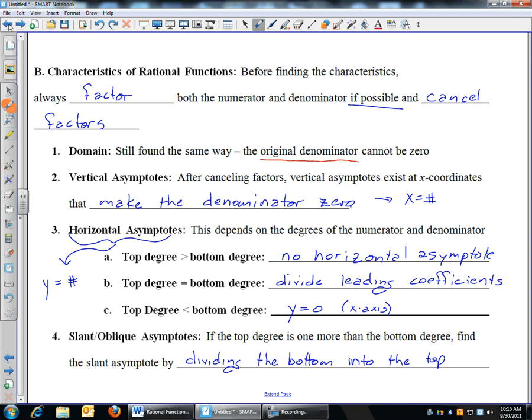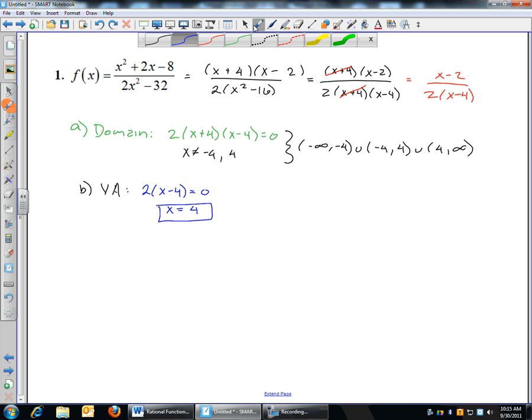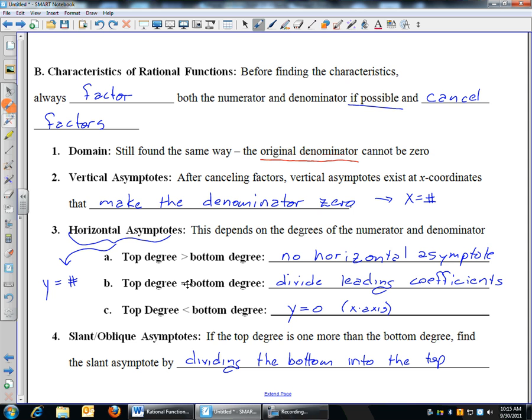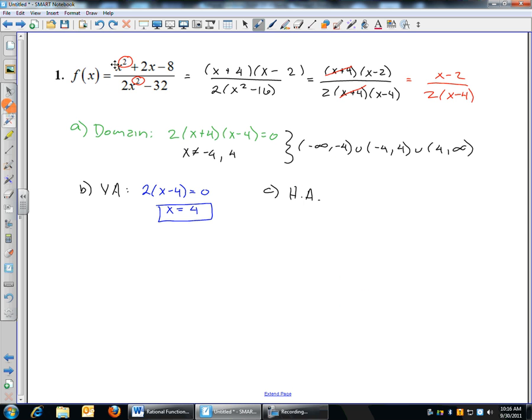The next one I believe was horizontal asymptotes. And for horizontal asymptotes, which I'll abbreviate HA, this is when you look at the degree on the top and bottom, and I go back to the original unfactored one. My degree on top is 2, my degree on bottom is 2. If the degrees are equal, then we're going to divide the leading coefficients. My leading coefficients are 1 and 2, so my horizontal asymptote is going to be y equals 1 divided by 2. If the degrees are equal, you divide the coefficients.